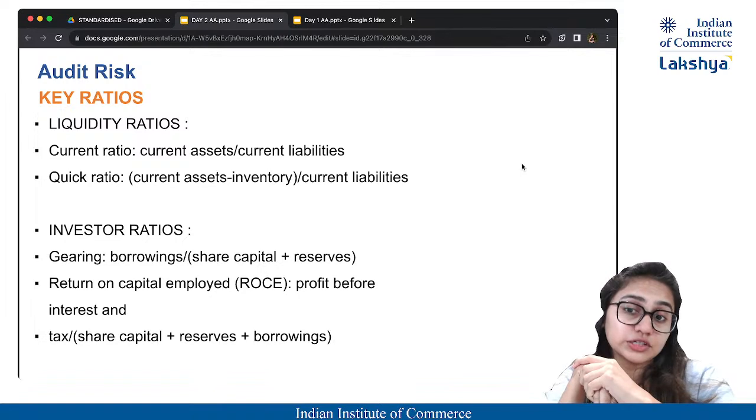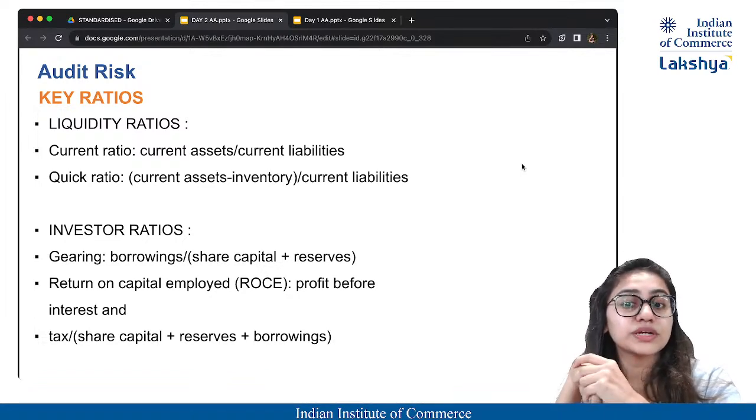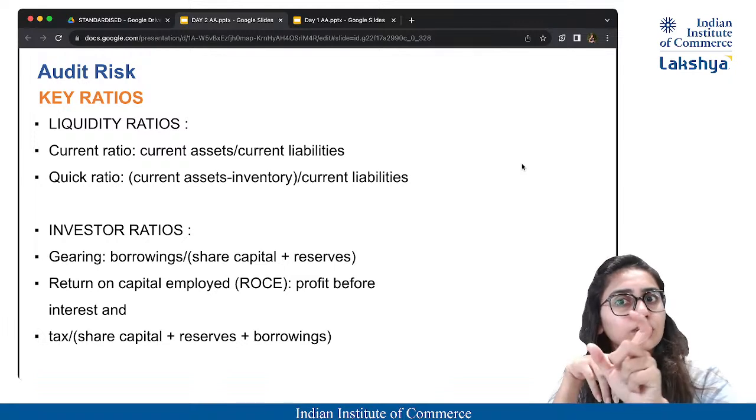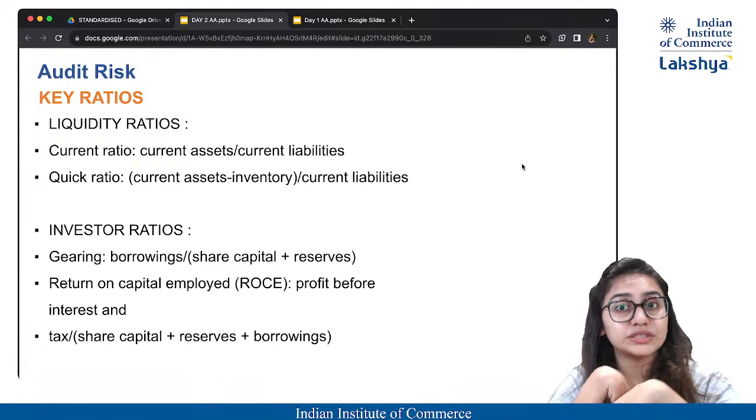Then you have the quick ratio, which is like a little brother of the current ratio. So what is the quick ratio? Current assets minus inventory divided by current liabilities. So this is your quick ratio, which removes the inventory in general. So these are the liquidity ratios.